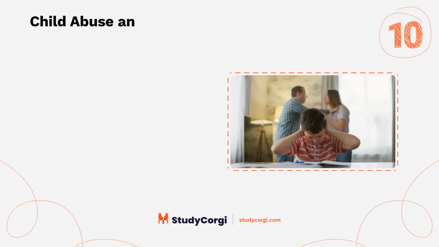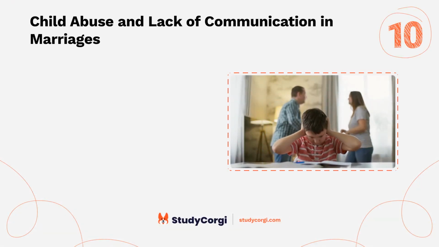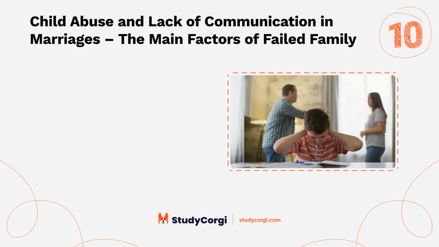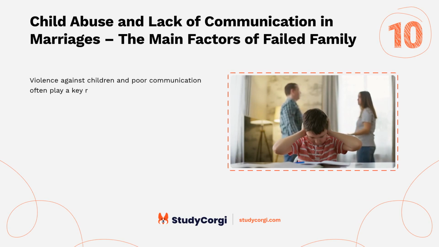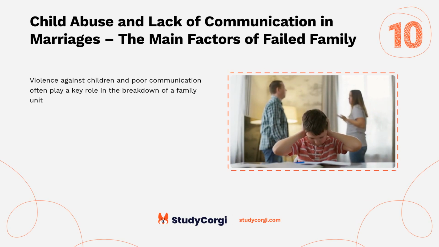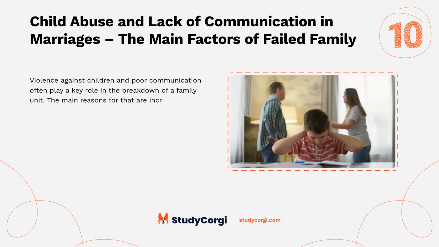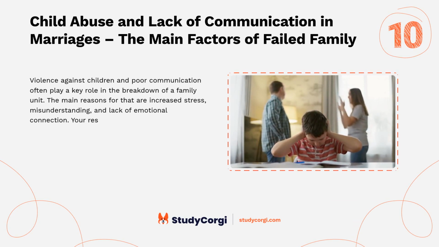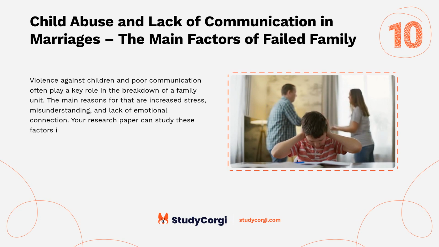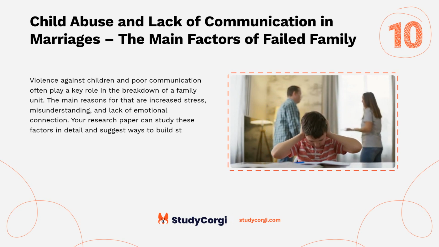Child abuse and lack of communication in marriages, the main factors of failed family. Violence against children and poor communication often play a key role in the breakdown of a family unit. The main reasons for that are increased stress, misunderstanding, and lack of emotional connection. Your research paper can study these factors in detail and suggest ways to build strong and happy families.